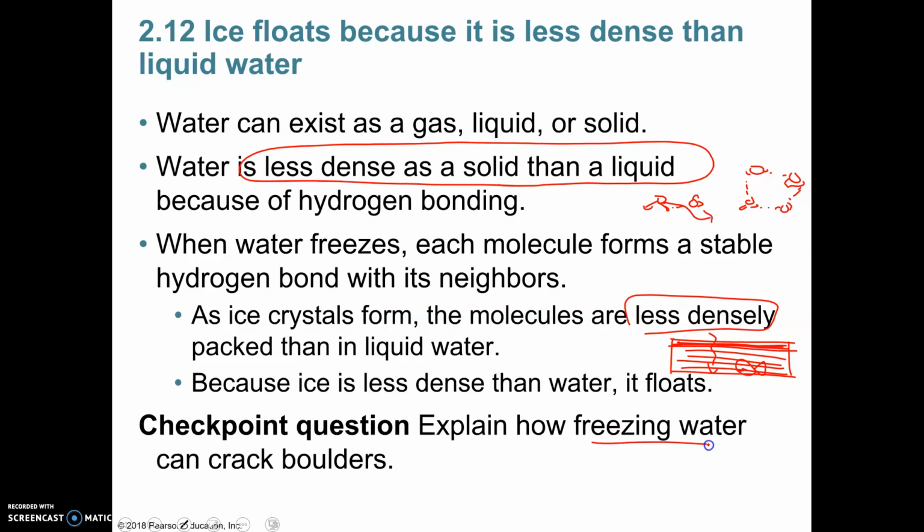And so why can freezing water crack boulders? Because when it freezes, it swells. Like it explains here, ice actually takes up more space. If it floats, it's less dense. That also means it takes up more space.